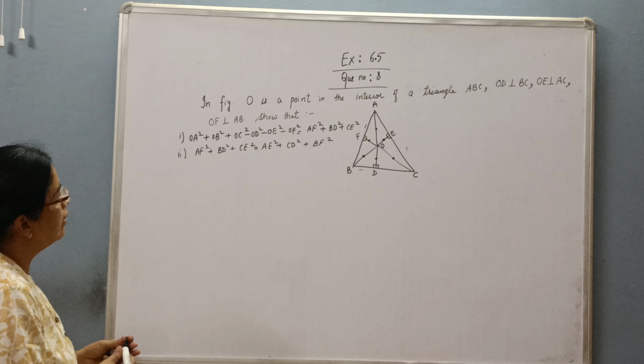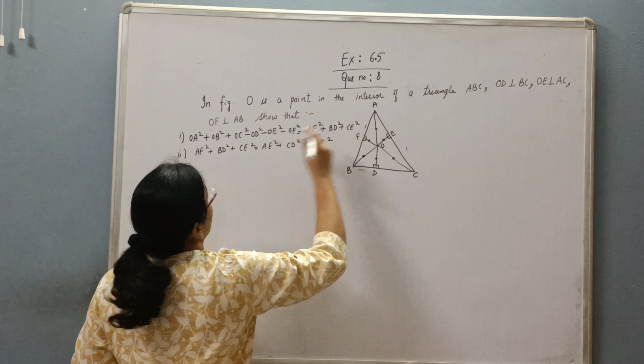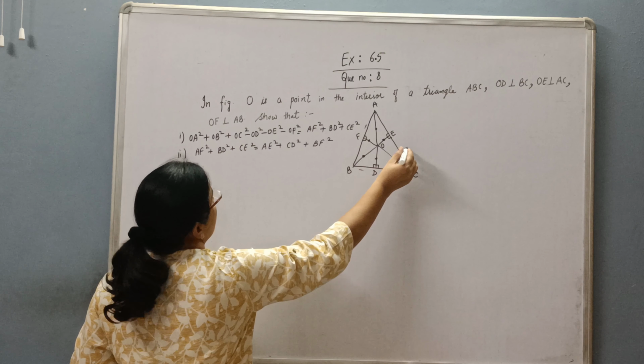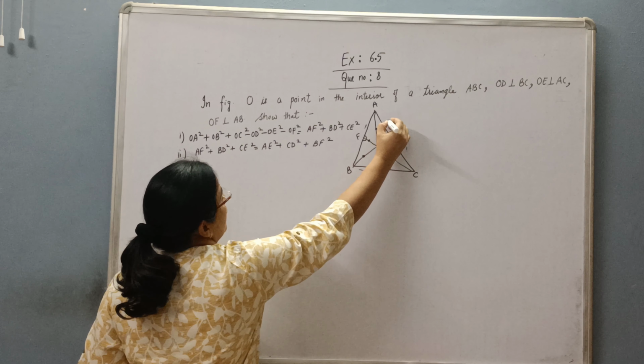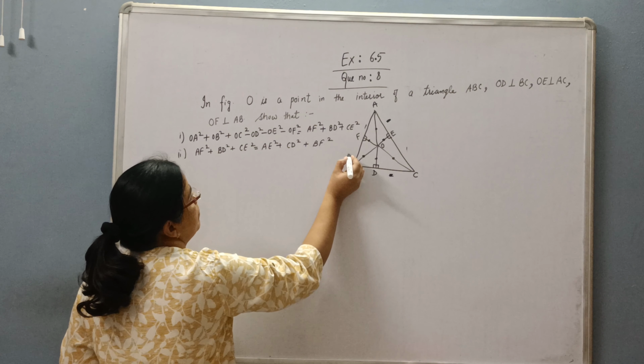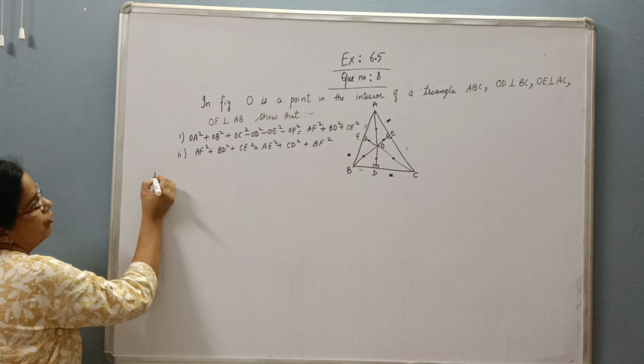And the second one is AF square plus BD square plus CE square is equal to AE square plus CD square plus BF square. Okay, so let's start with the first proof.